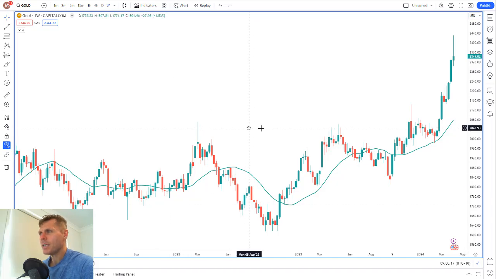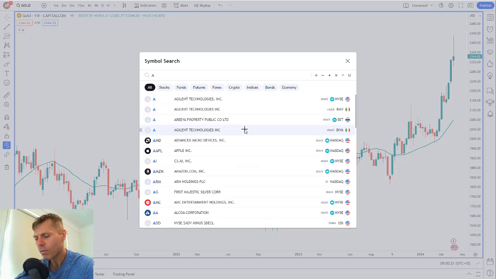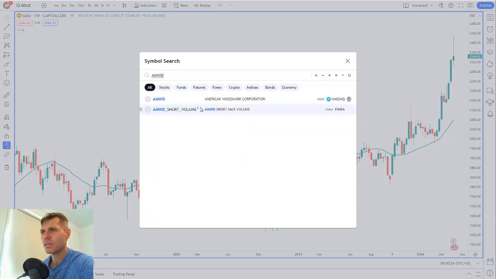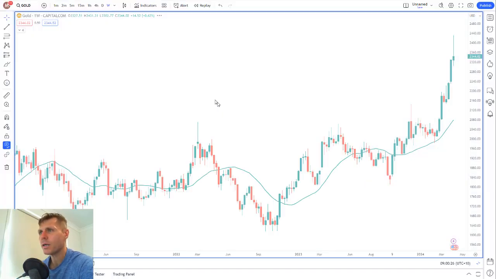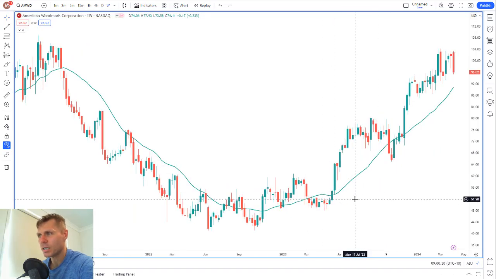And when these setups do happen, like there was a trade that we took at the start of the year, AMWD. This is a trade that we did last year, me and my clients. And this is the weekly chart setup here. See the weekly chart setup? What's this weekly chart setup? Now this weekly chart setup is what?